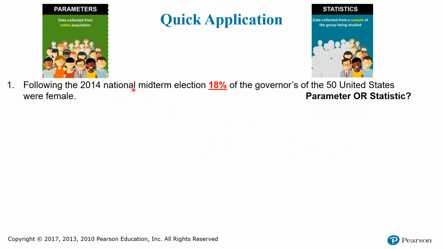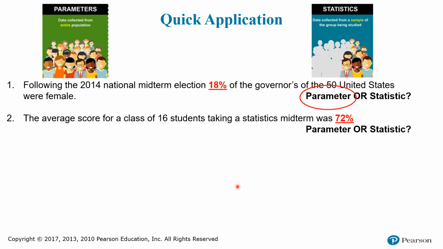Following the 2014 national midterm election, 18% of the governors of the 50 United States were female. Is this 18% a parameter or a statistic? It's a parameter because it represents the entire population of governors in the whole United States. The average score for a class of 16 students taking a statistics midterm was 72%. Is this a parameter or a statistic? Don't let this one trick you. This is a parameter because we're talking about all 16 students taking that midterm. So it represents the entire population of that class.